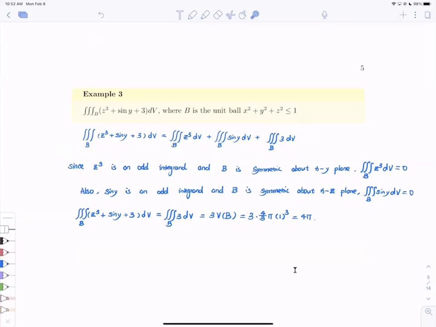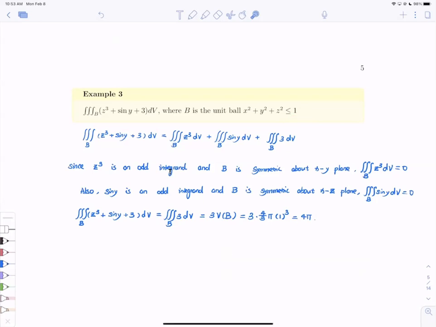And for this integral, it's basically 3 times the volume of the ball. The volume of the ball is 4 over 3 pi r cubed, where our r is 1, so eventually you'll get 4 pi.